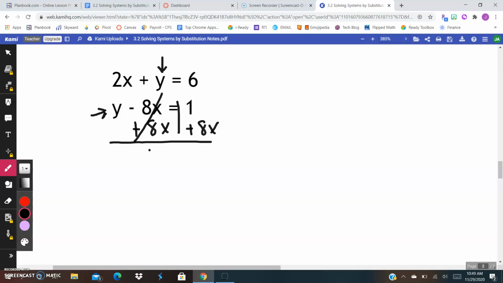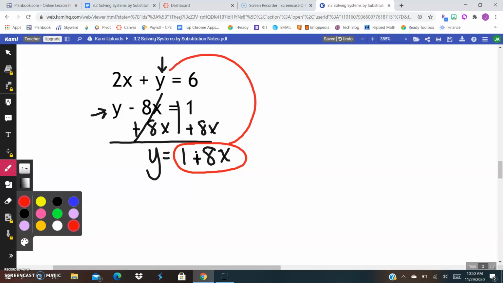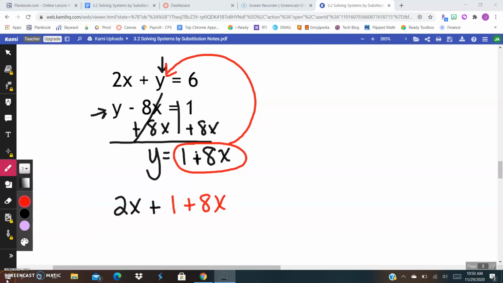So this would cancel out and we would have our y. And 1 plus 8x we cannot do, they're not like terms. So I'm just going to write 1 plus 8x. So now we know that y is 1 plus 8x. I'm going to take that and substitute it in for our other y. So I'm going to have 2x plus, our y value is 1 plus 8x equals 6.